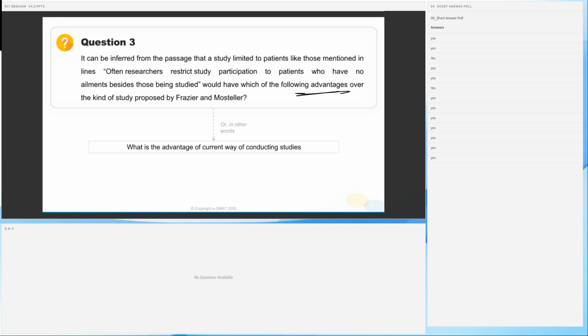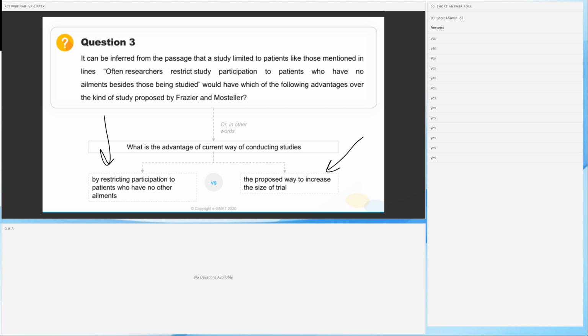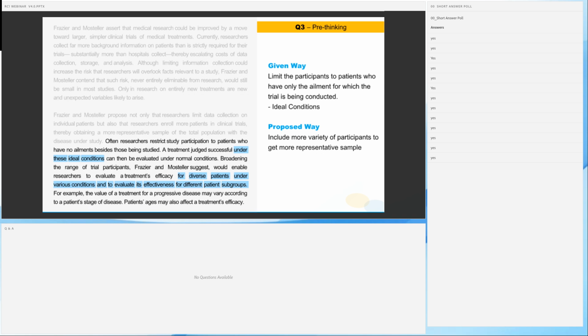So what it's saying is, what would be the advantage? Advantage means benefit of that kind of a study over that proposed by FNM, and it can be inferred as the big piece, which means what additional insight can you draw, which the author would 100% agree with. So essentially what it's saying is, what's the advantage of the current way of doing studies where we are restricting participation to patients who just have those ailments versus those who pretty much have all sorts of conditions.